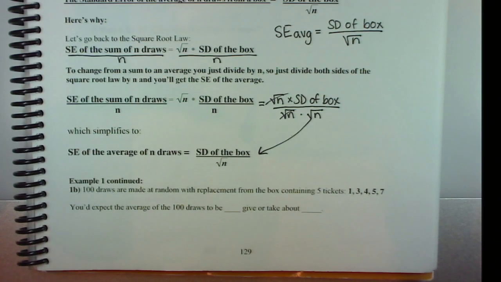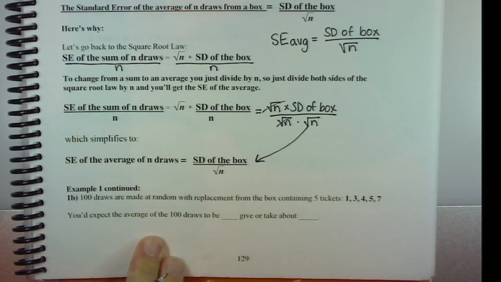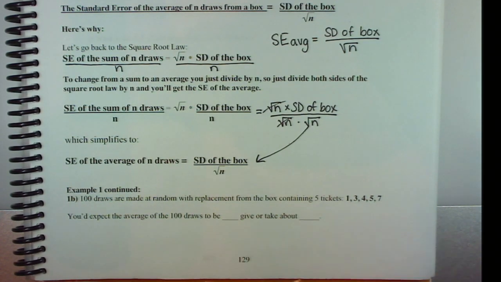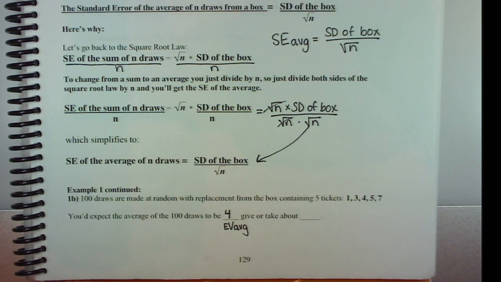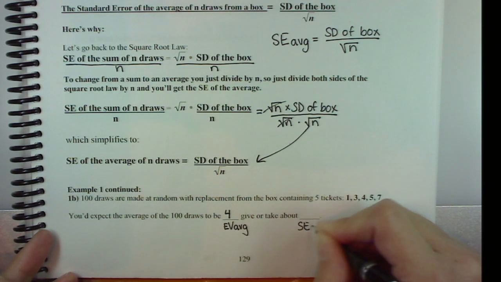I am now going to use that to answer my question down here, 1B. So we know that we'd expect the average to be 4, because this was the expected value for the average. Anytime I ask you guys, what do we expect? Well, that's what expected value tells us. Give or take, this should be the standard error for the average.